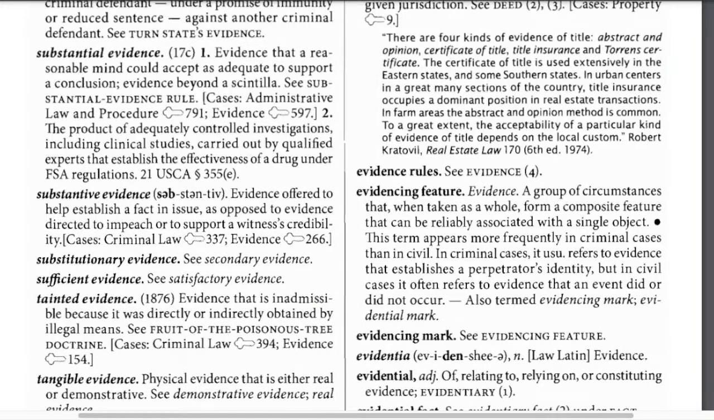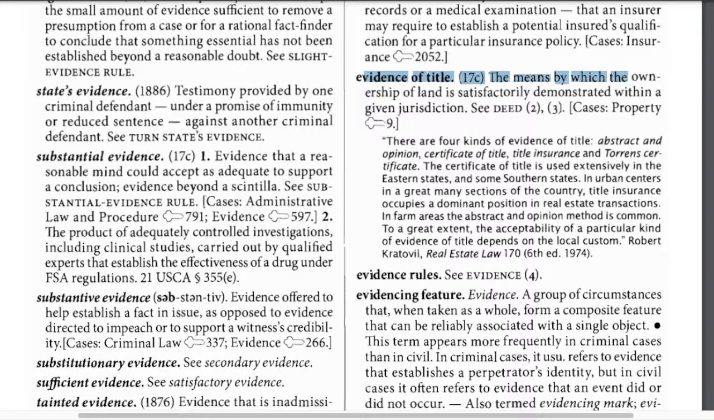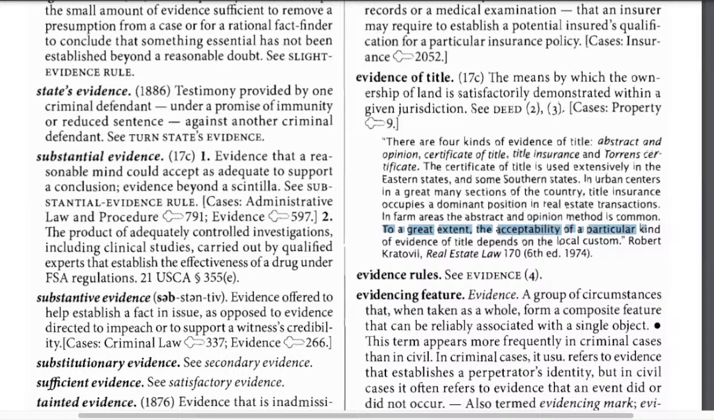All right, and I saw some really good ones over here. Evidence of title, 17th century: the means by which the ownership of land is satisfactorily demonstrated within a given jurisdiction. See deed. There are four kinds of evidence of title: abstract and opinion, certificate of title, title insurance, and Torrens certificate. The certificate of title is used extensively in the eastern states and some southern states. In urban centers, in a great many sections of the country, title insurance occupies a dominant position in real estate transactions. In farm areas, the abstract and opinion method is common. To a great extent, the acceptability of a particular kind of evidence of title depends on the local custom.